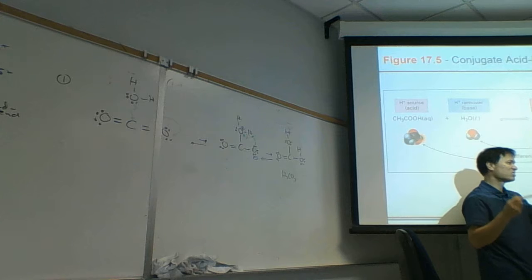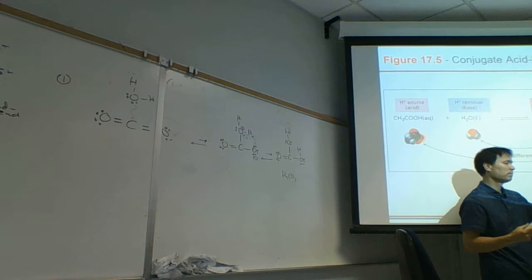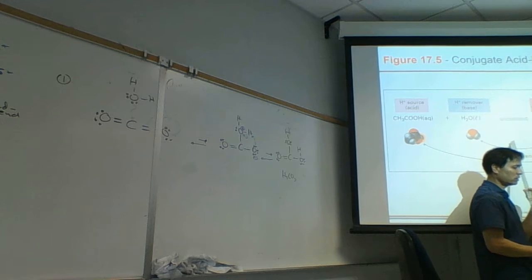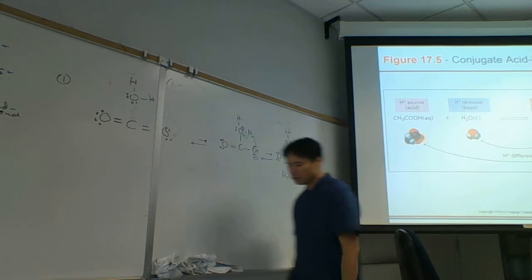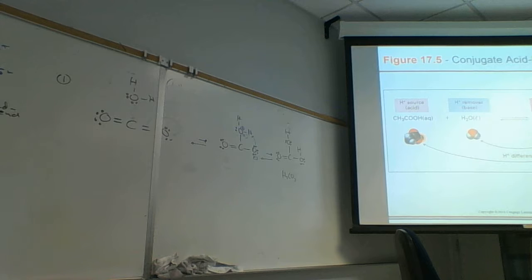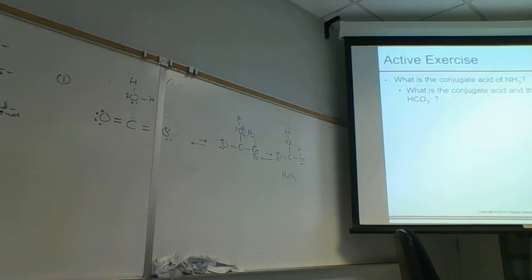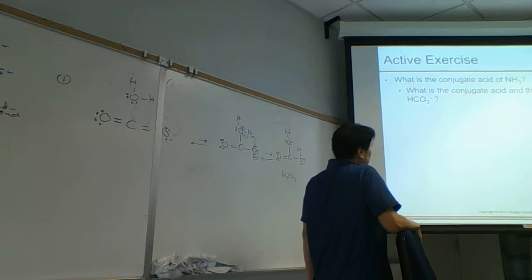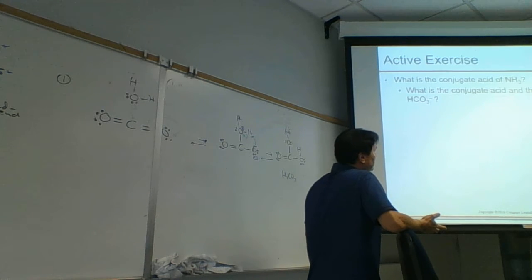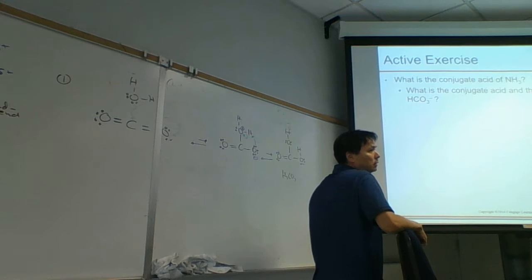But it turns out this is not terrible. And so we get a little bit of reaction here. And so we come up with this scheme, which we'll talk about in a minute. So what is the conjugate acid of ammonia? If ammonia is the base, then the acid would be, you add H plus, and the acid is ammonium.